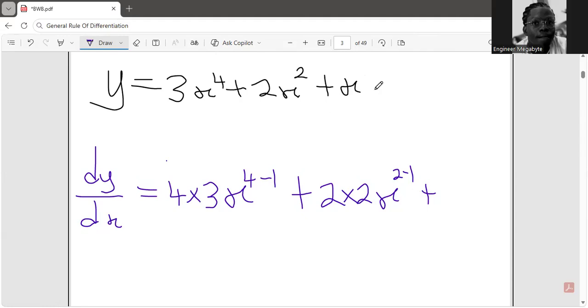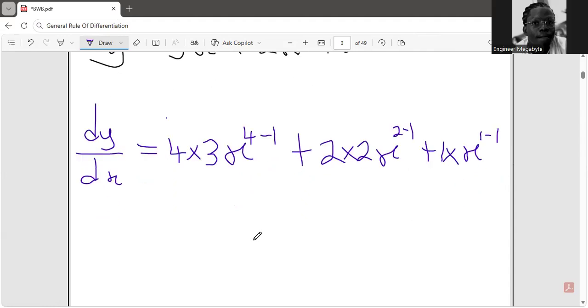I told you so many things ago, this guy over here has an exponent of 1, but if you have eyes, you see it. If you don't have eyes, you may not be able to see it. So we are going to say 1 times x exponent 1 minus 1. Okay, good.